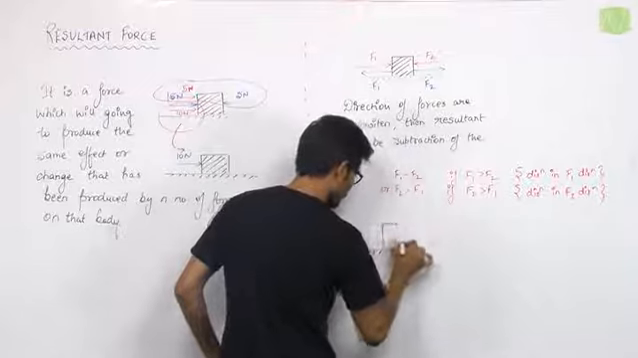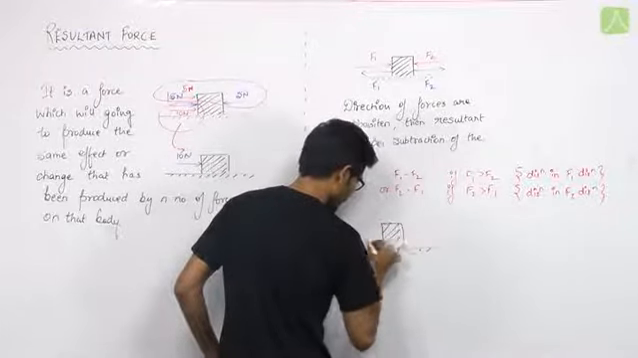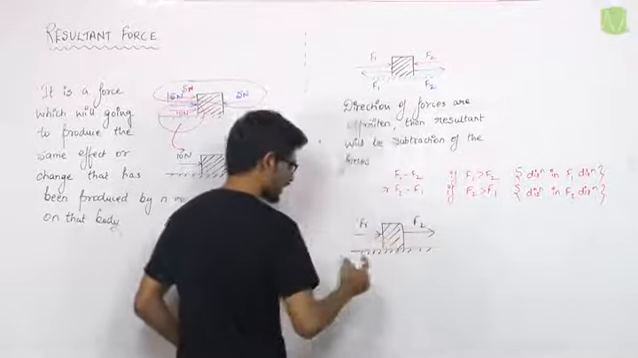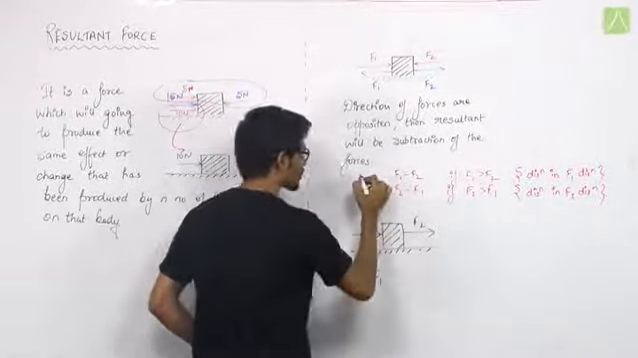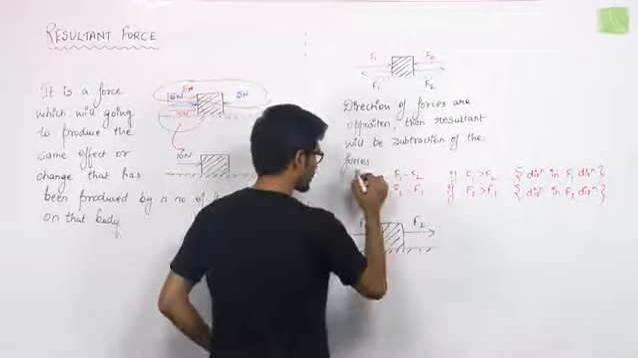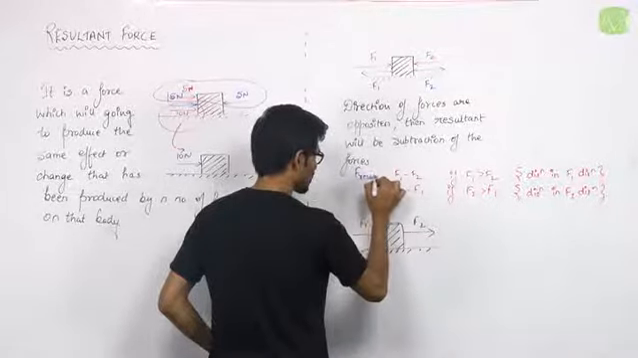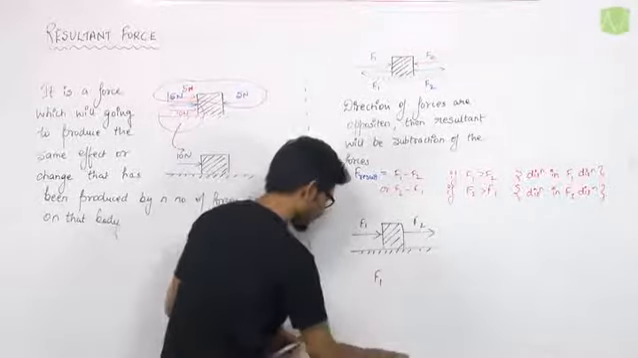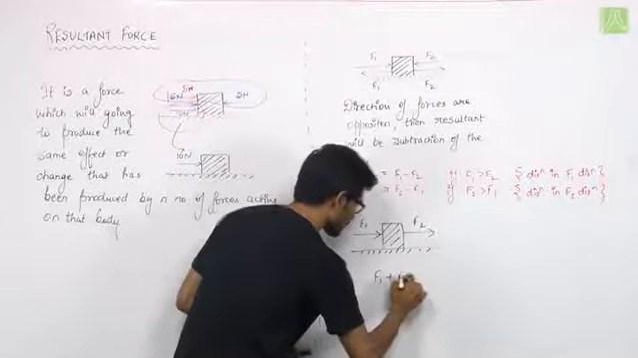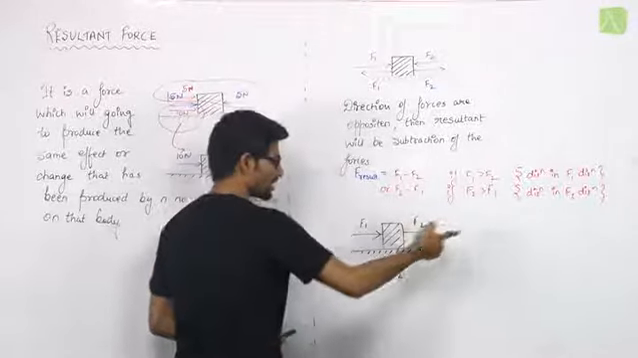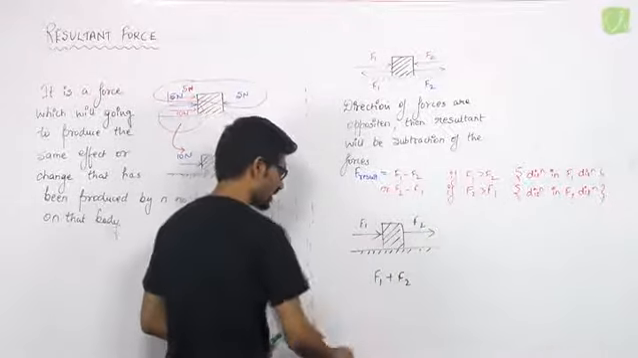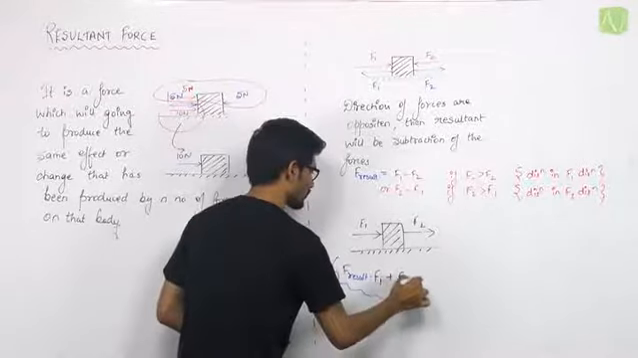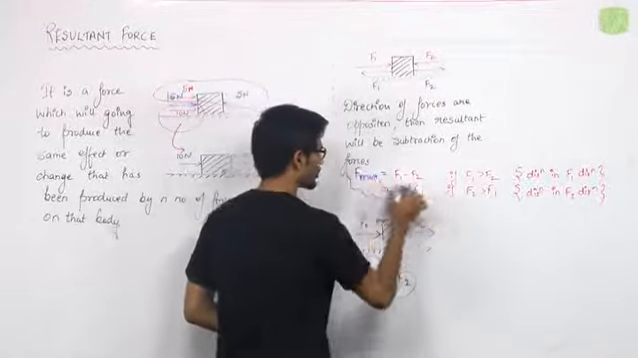Now if the direction of forces are the same, this is a body, F1 is acting in this direction and F2 is acting in this direction. Then the resultant, this is what we have written as F resultant, will be F1 plus F2. And the direction of both is the same, so the direction of the net force will also be the same. So this is my F resultant.